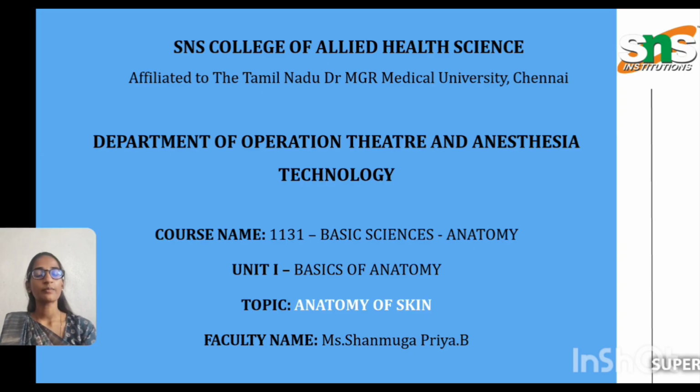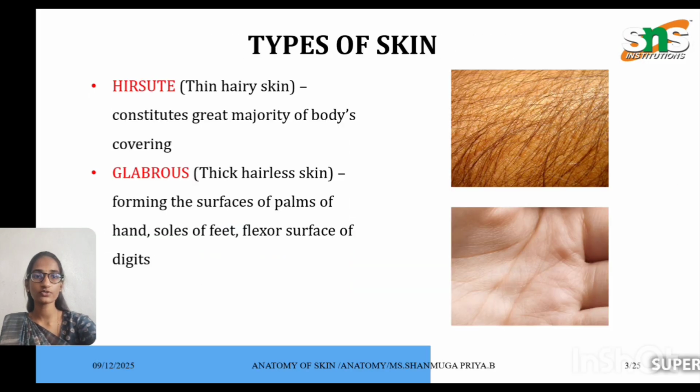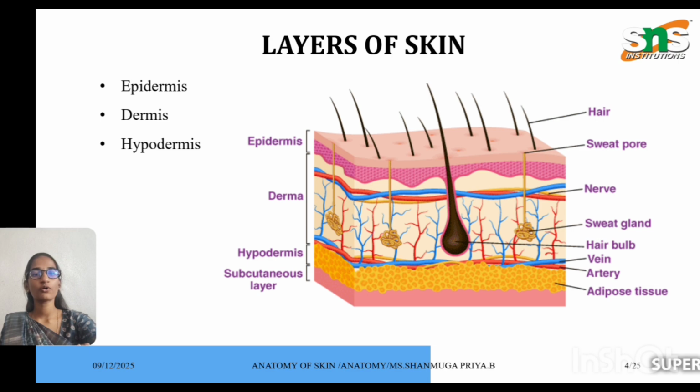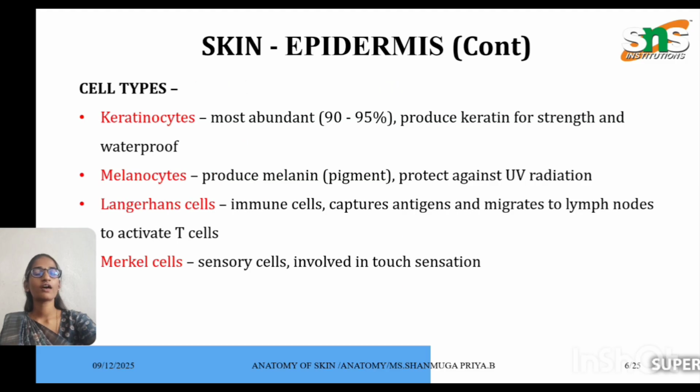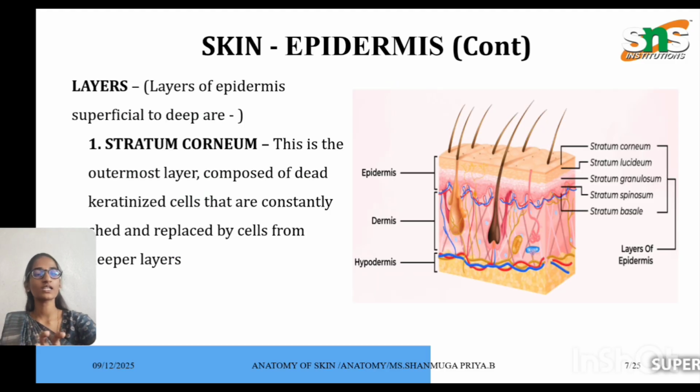Health Science. In the previous two classes, we have seen about the anatomy of skin, where we have started with the introduction to skin, as well as we have seen the types of skin, namely hirsute as well as glabrous skin. And then also we have seen about the layers of skin, epidermis, dermis and hypodermis. In epidermis, we have seen about the cell types as well as the layers.